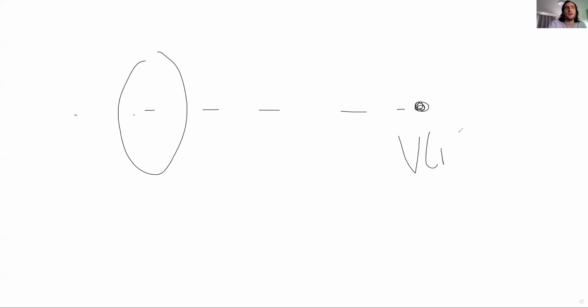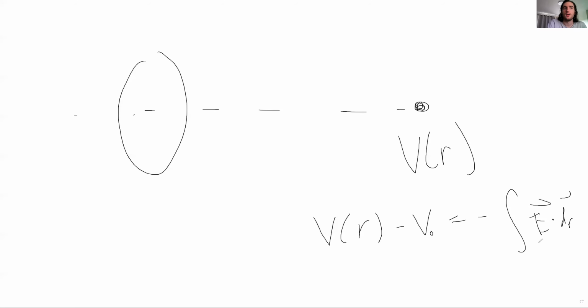So, in the book, they're going to take a look at a ring, and they're going to ask the question, what is the potential at this point here? You guys can already figure that out for yourselves, because you know now that V of r minus some constant, like some V0, is equal to minus the integral of E dot dr. So you already know how to figure them out.